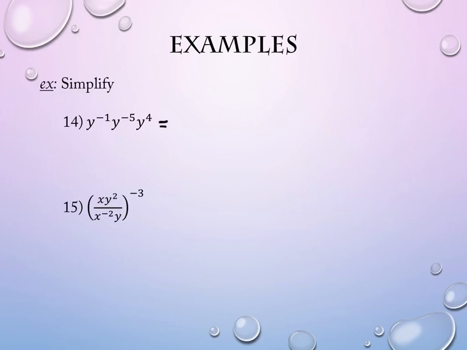14 is kind of similar: y to the negative 1 times y to the negative 5 times y to the 4th. So I need to take negative 1 plus negative 5 plus 4. It's negative 2, you're right. Y to the negative 2, which is what? Right, 1 over y squared.